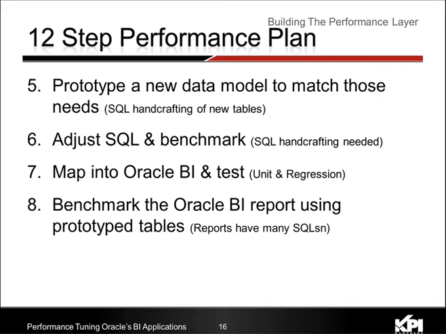If it's not good enough, we go back to step 5 and repeat. If it is good enough, if we've made substantial improvements, we say, okay, let's go ahead and put this into OBI so that we can actually see how the report works. So we'll map it into OBI, and we'll do a quick unit/regression test to make sure the results are the same. We don't necessarily need to map every single field or every single metric. We just want to get the basics here to make sure that our structure is in good shape.